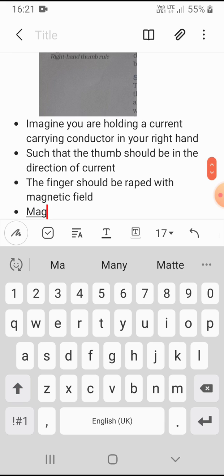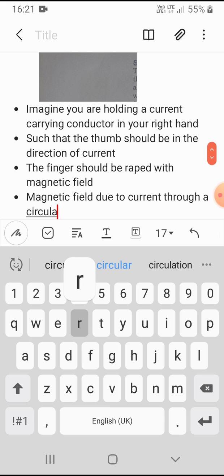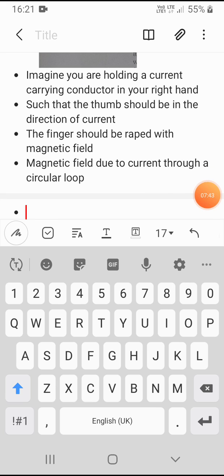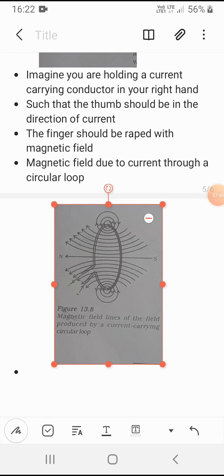And also, the magnetic field due to current through a circular loop. In a circular loop, how does the magnetic field work? Let's know about that also. So this is the magnetic field in the loop.